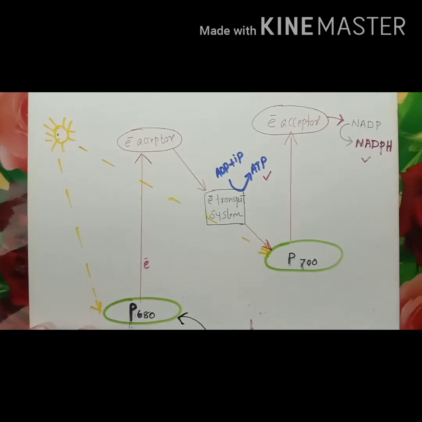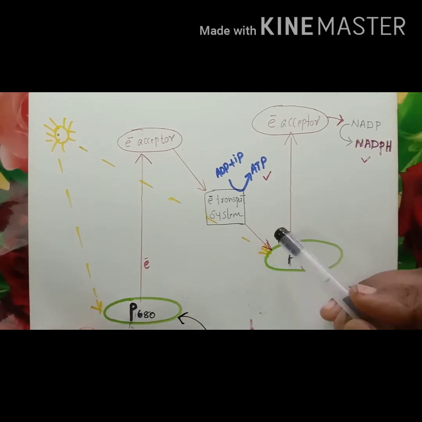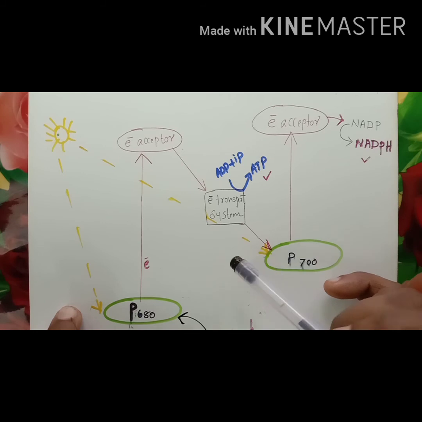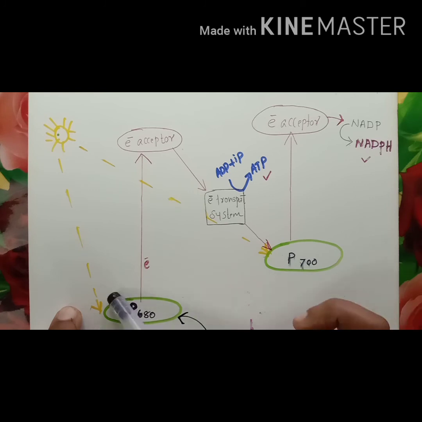First we can study non-cyclic photophosphorylation. Why? PS1 and PS2 can be seen in the grana thylakoids, and grana thylakoids possess both PS1 and PS2. This is PS1 and this is PS2. But in the case of a stroma thylakoid, it lacks PS2. So this is absent in stroma thylakoid. So grana thylakoid will possess both these pigment systems.